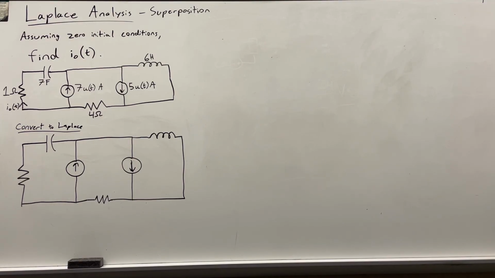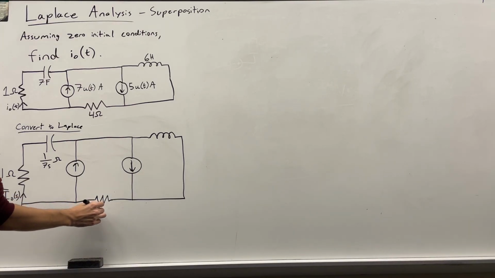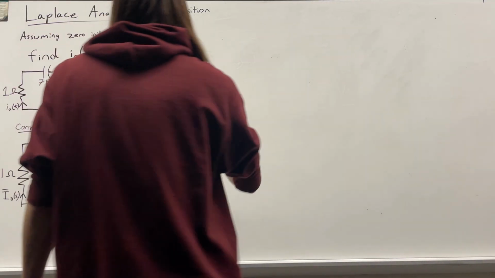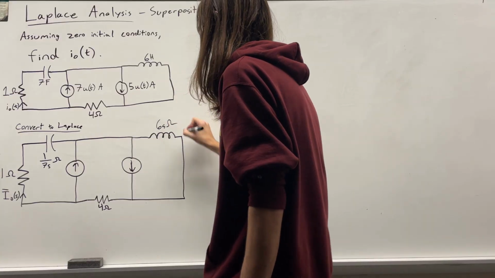So remember, the impedance of a resistor is just its resistance. So this stays 1 ohm. Can't forget our sought variable, which is now I naught bar of S. Our 7 farad capacitor will be 1 over 7S ohms. 4 ohm resistor stays 4 ohms. Our 6 Henry inductor becomes 6S ohms.